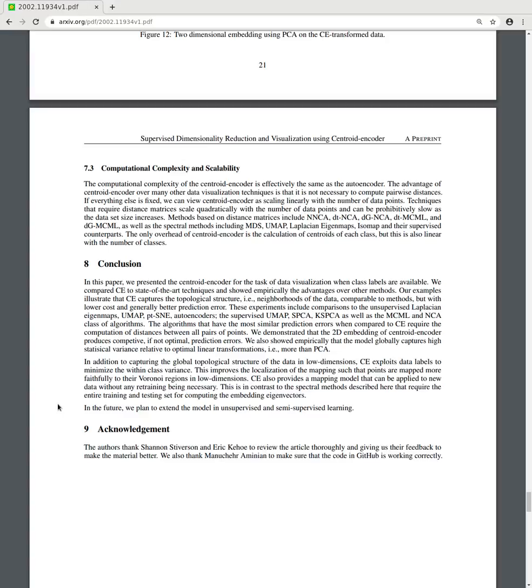This is in contrast to the several spectral methods described here that require entire training and test sets for computing the embedding. In the future, we plan to extend the model to unsupervised and semi-supervised learning.